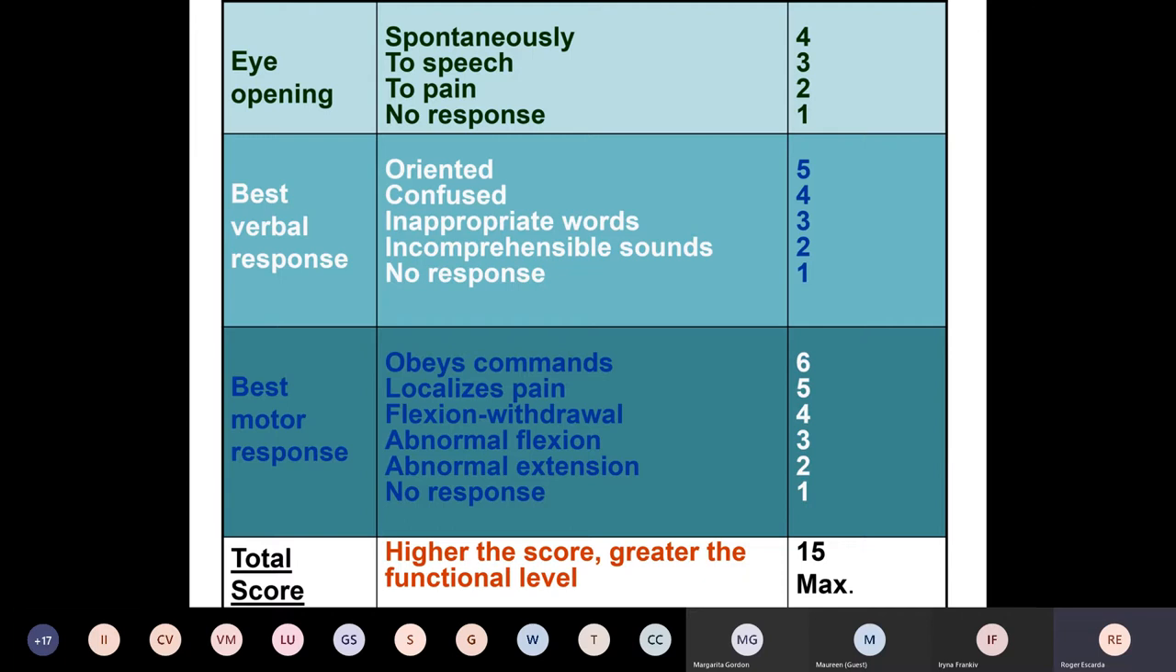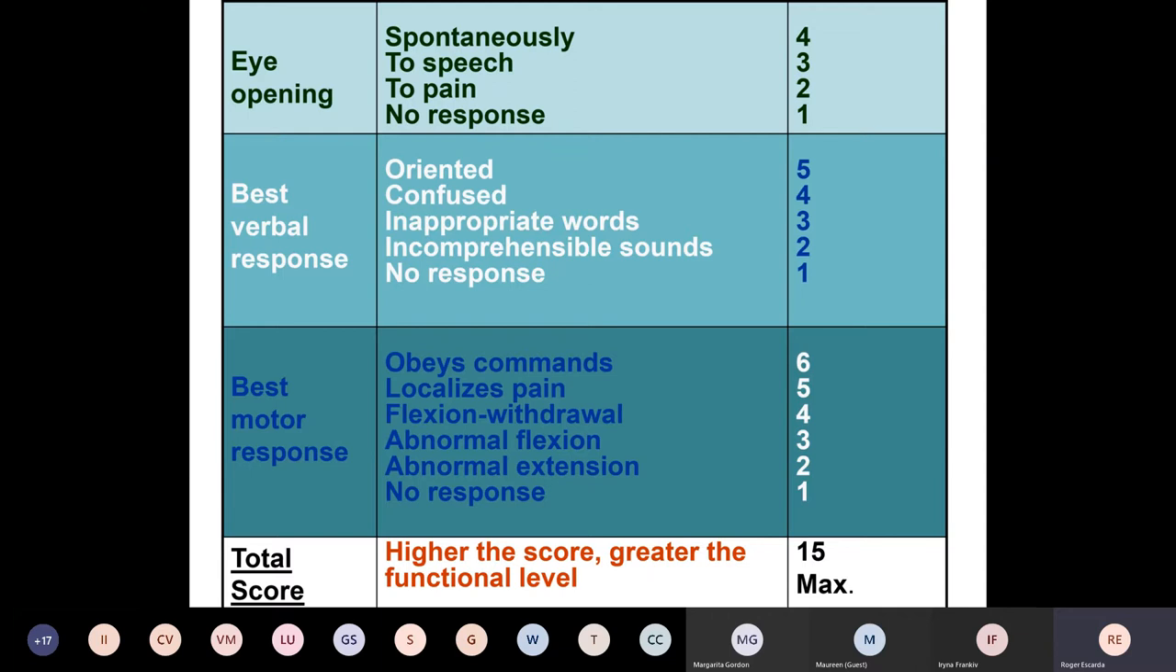So everybody's a winner. For verbal, if they're alert and oriented, that's a perfect 5. The slightest confusion will be an automatic 1-point deduction. It doesn't matter how confused they are, whether they only don't know the date, or the place where they're at, or current events. There's confusion, so that's an automatic 1-point deduction. Inappropriate words are different from confusion, because in confusion, at least they are making sentences. They're just not aware of reality.